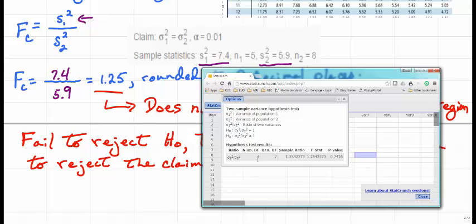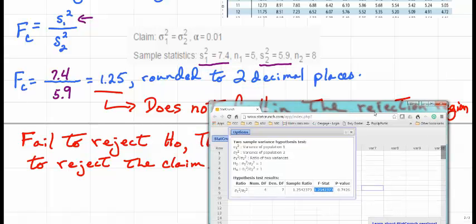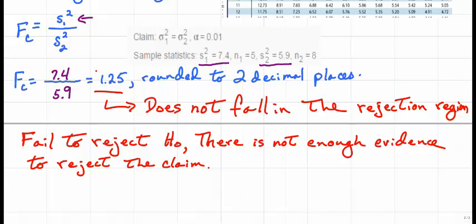The numerator degrees of freedom is 4, the denominator degrees of freedom is 7, and we see that the sample ratio is 1.2542373, which matches the F stat of 1.2542373, and also you'll notice that that is the same as what we came up with using a simple ratio. And that's how you do this problem.